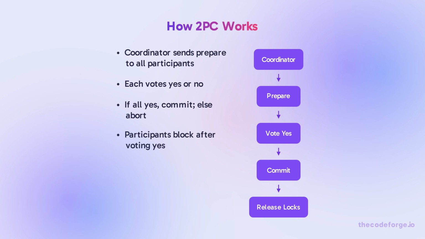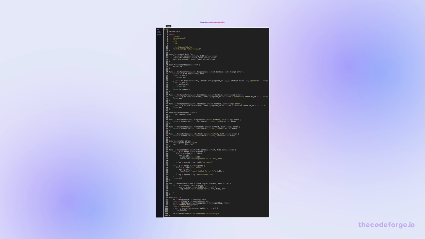The coordinator sends a prepare request. Each participant writes to a durable log and replies yes or no. If all say yes, the coordinator sends commit. Participants must hold locks until they receive the final decision. Here's a minimal 2PC implementation in Go. The coordinator loops through participants, first preparing each, then committing. It logs each step for recovery.